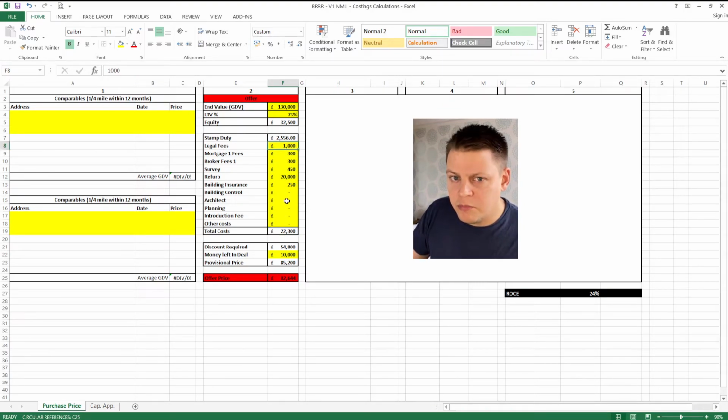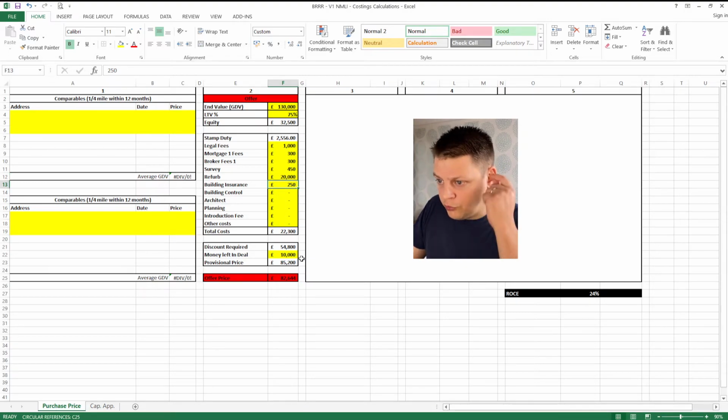So legal fees, working with your solicitor, these are approximate figures, you know, for purpose of illustration, but £1,000 for us. A mortgage fee and a broker fee, the fees here are £300 and £300 respectively. The cost of a survey, £450. The cost of the refurbishment, I'm saying, is going to be £20,000, and building insurance, £250. Again, there's other costs here you could consider.